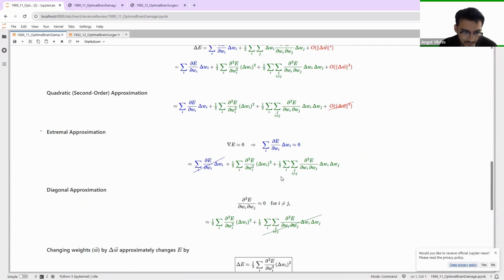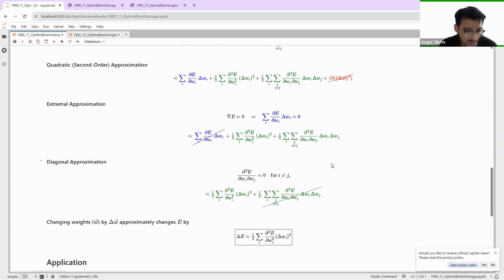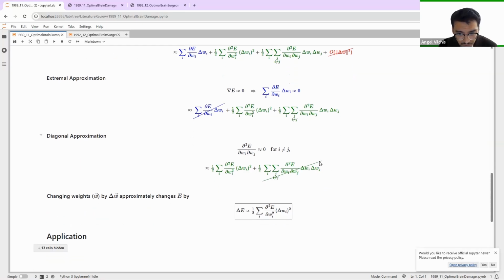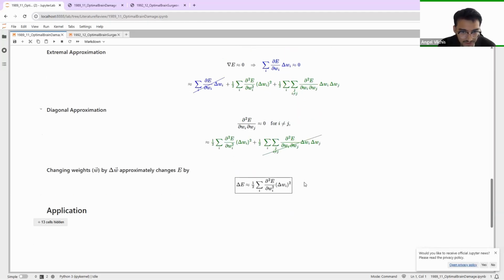the green one. Now we apply the diagonal approximation. So we completely remove the cross-term interactions in the Hessian, and we assume the Hessian only has values on the diagonal. This is important because the later paper, Optimal Brain Surgeon, doesn't assume this. That's the main difference between the two papers. But with that, now we have a measure of saliency.